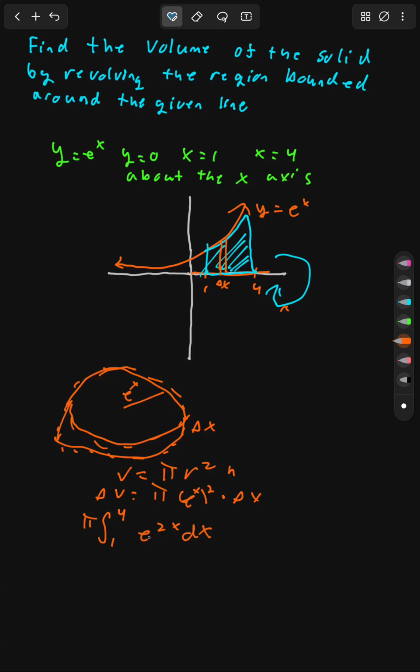Well, what's the integral of e to the 2x? That's just going to be 1/2 e to the 2x times pi, evaluated from 1 to 4. Plugging in 4, we get pi over 2 e to the 8th minus pi over 2 e squared. And that is our solution for the volume of revolving e to the x around the x-axis from 1 to 4.